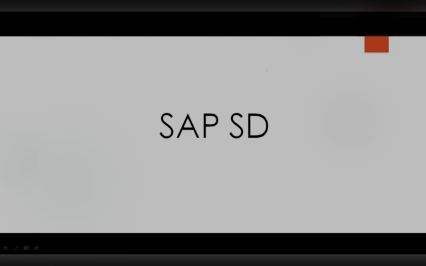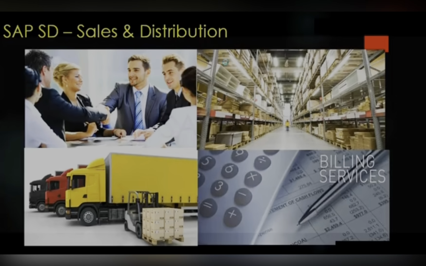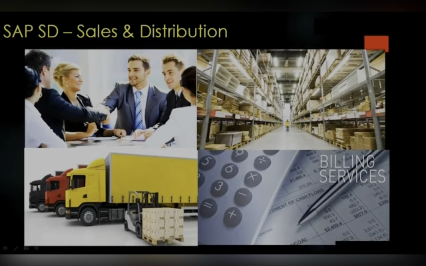Now we'll discuss some introduction about SAP SD, and from the next video onwards we'll go into the topic details. So this is just an introduction here. SAP SD, as you know, stands for Sales and Distribution. That means starting from the sales process, like creating a sales order, then delivering the product, then shipping the goods to the customer, and finally billing the customer.